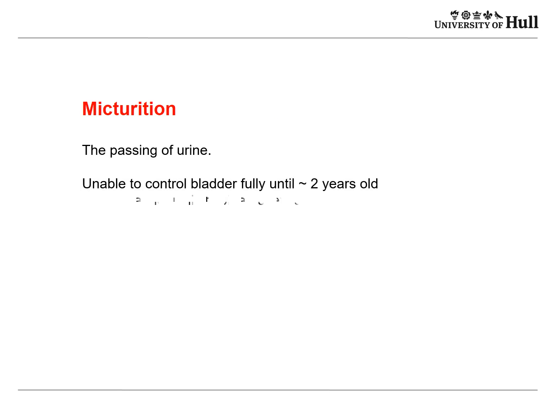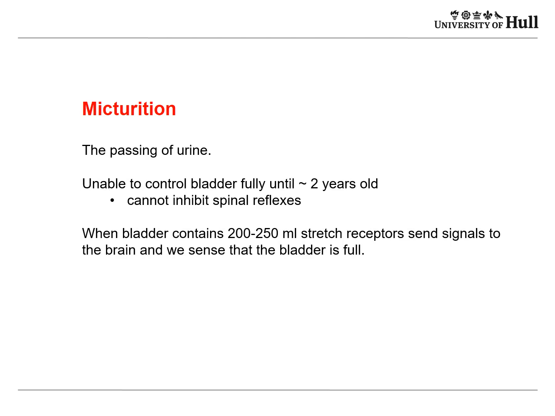So let's look at the process of passing urine, which is known as micturition or urination. We're unable to control the bladder fully until we're about 2 years old because we can't inhibit the spinal reflexes. Now you'll have noticed in the structure of the bladder that it's convoluted with rugae. These are folds in the bladder which allow it to stretch. Now normally the bladder has about 50 to 60 mils of urine in it. We can't empty it completely, but this doesn't cause any problems.